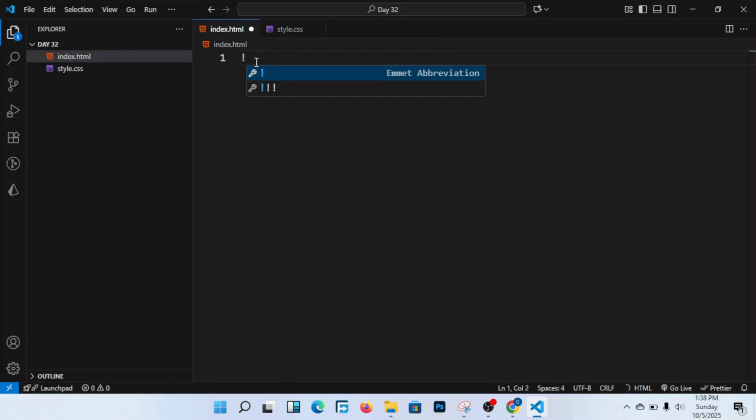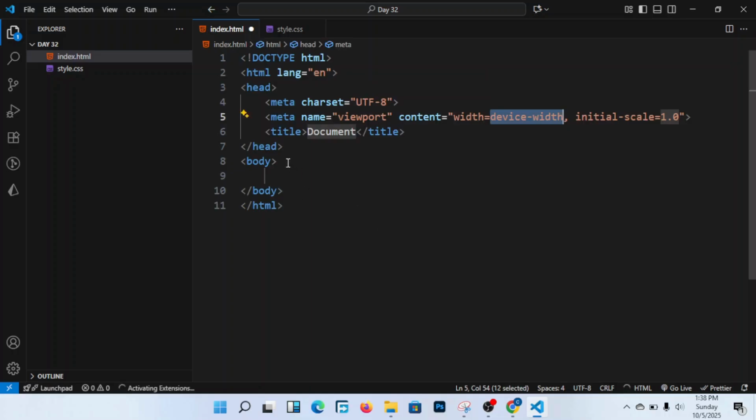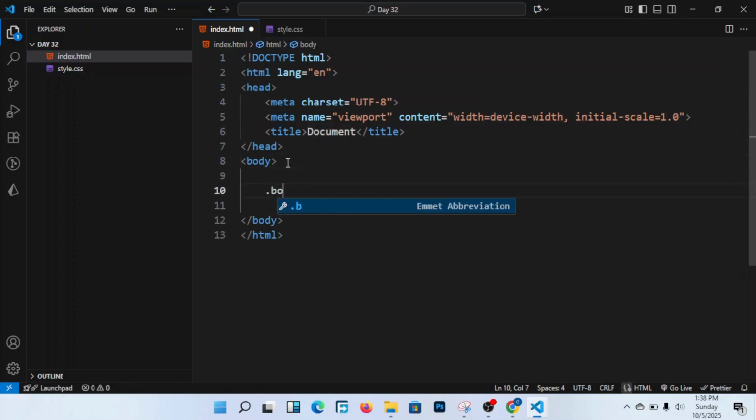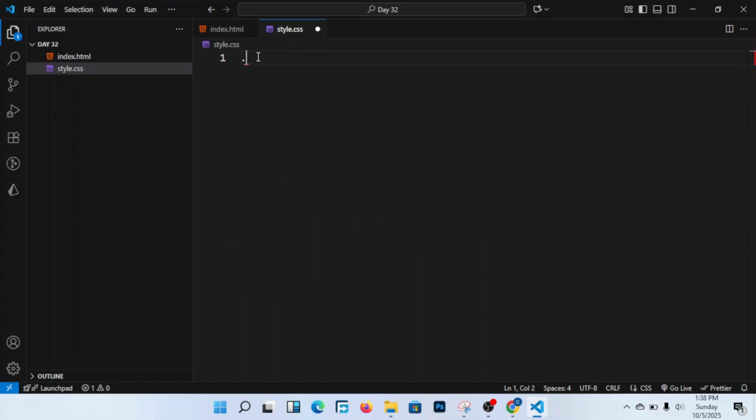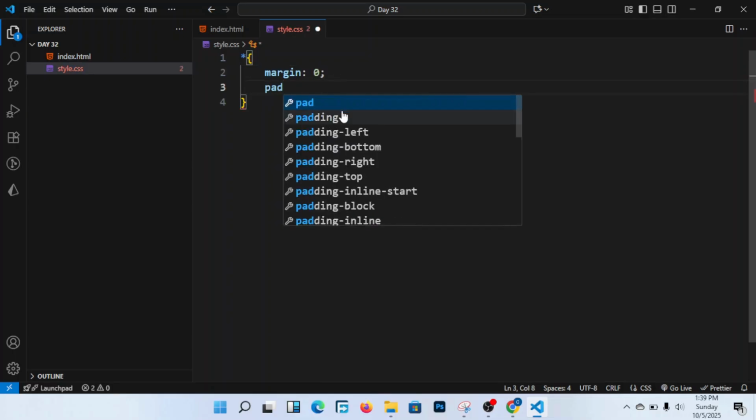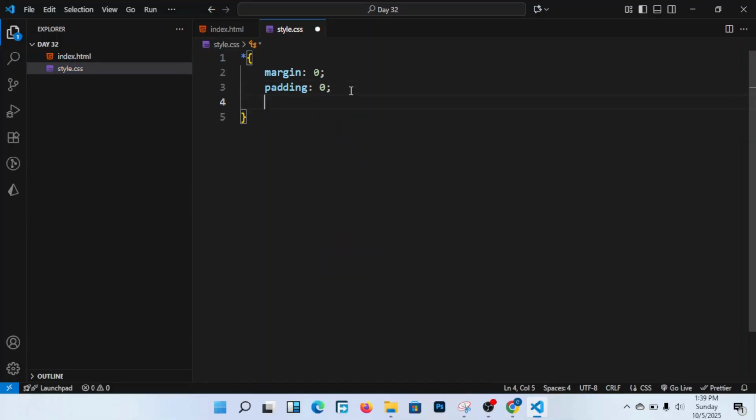I put the image very well, and I come here and add a box with the text JavaScript class, as we do every day. Inside the CSS I first reset the browser: margin 0, padding 0, box-sizing border-box. This is a must.